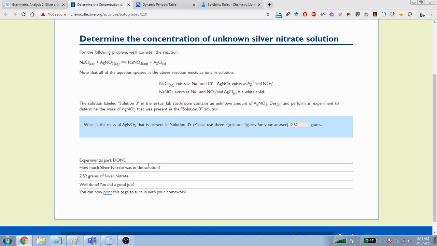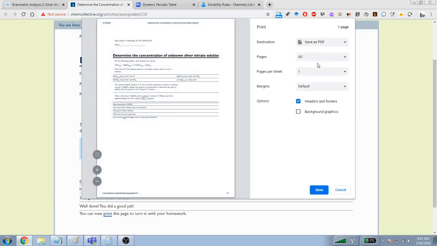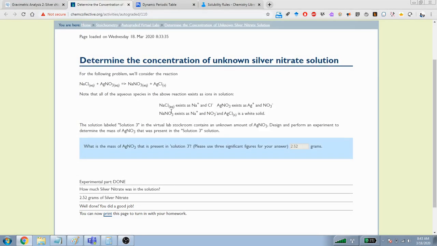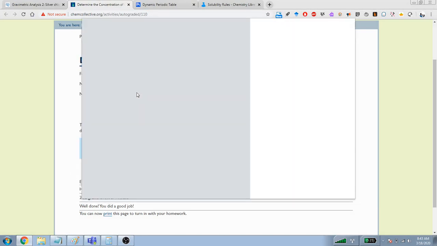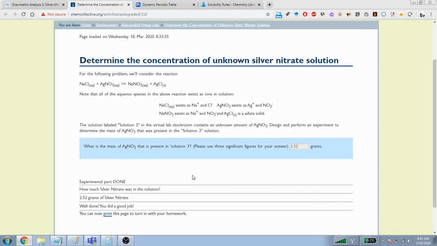Right, so now here's what I want you to do, folks. You can print it as a PDF, and then I want you to upload that to the Canvas. I know what you're thinking. You're thinking, "Why doesn't it give me the option to save as PDF when I print?" Well, if that is the case, you need to take a screenshot.